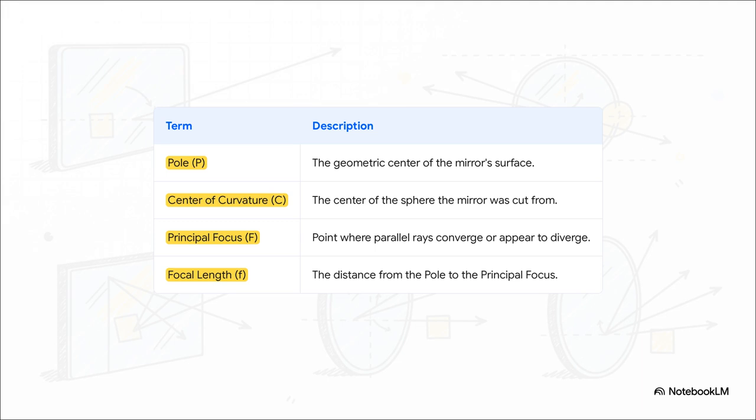The center of curvature is a bit weird, but just imagine your mirror is a small slice of a giant glass ball. The center of curvature would be the very center of that big ball. But the most important one, the real star of the show, is the principal focus. Think of this as the mirror's sweet spot. It's the one special point where all the light gets concentrated.